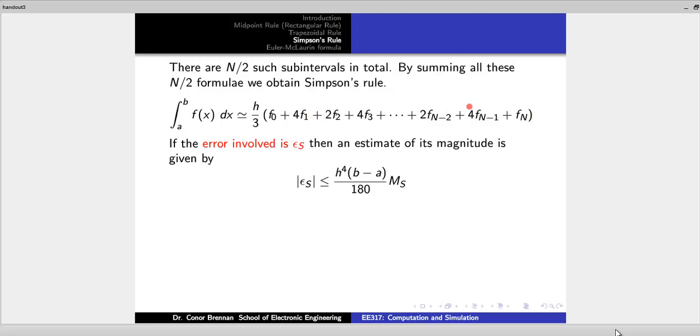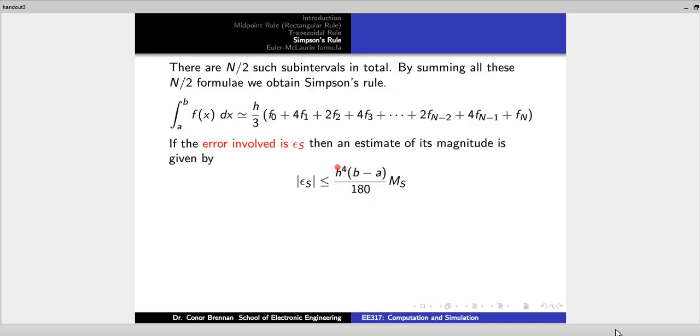This sum is very easy to do. You just recognize the odd nodes and the even nodes. The odd nodes get multiplied by 4, the even nodes get multiplied by 2, except the two end nodes, which get multiplied only by 1. So this is going to give us a better estimate. And you know that the error is given by this. It's a similar looking expression to what we had before, but notice, rather than being h squared, the error is now h to the 4.